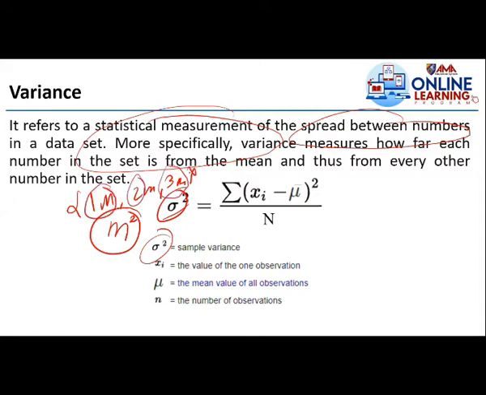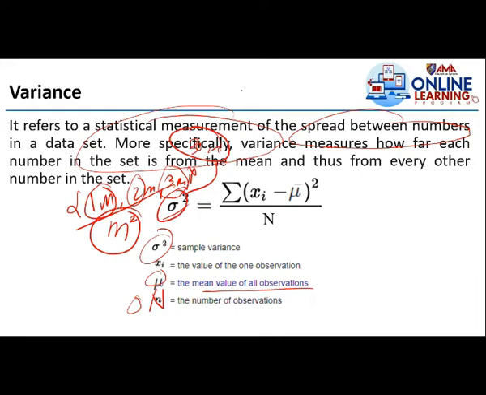For example, may isang unit dyan na inches. Halimbawa, 30 inches. So you convert this to meters. I-convert mo. Para uniform lahat. Now, this is the formula for variance. So sigma squared is the variance, x sub i is the value of one observation, then mu is the mean, then capital N dapat yan, is the number of observations.